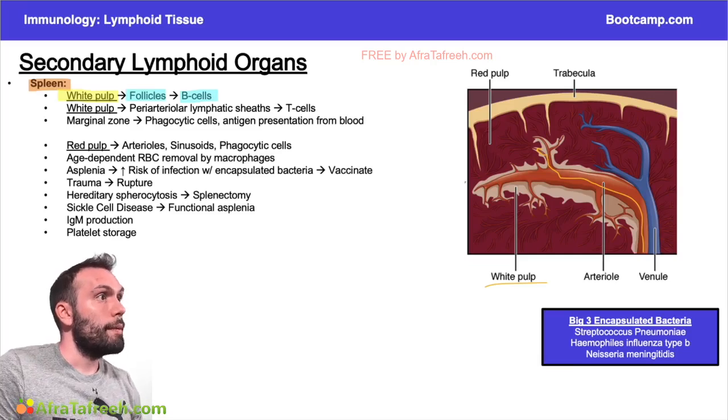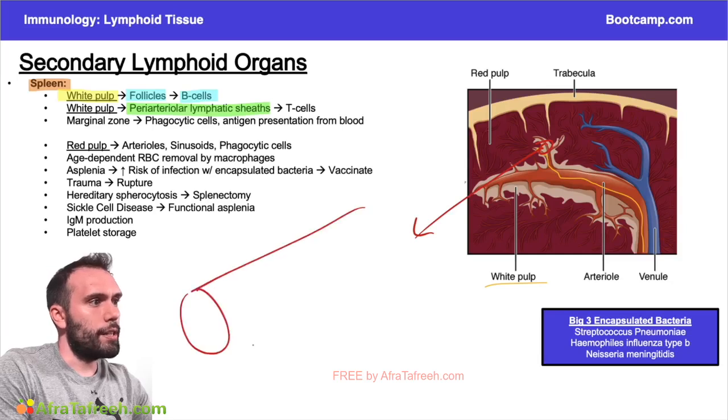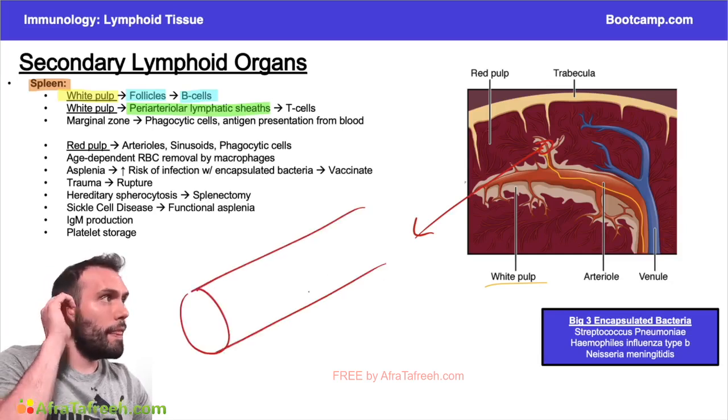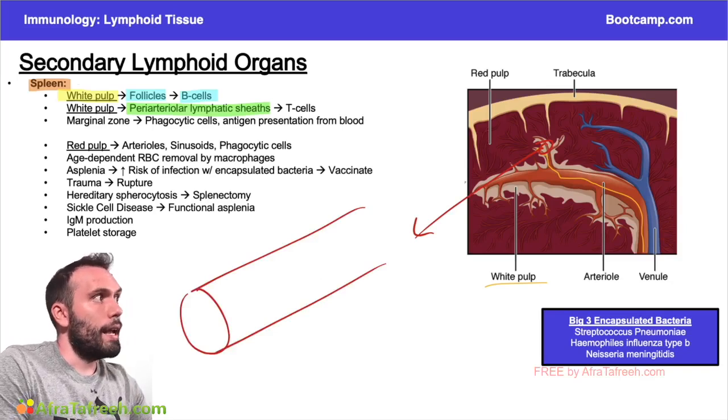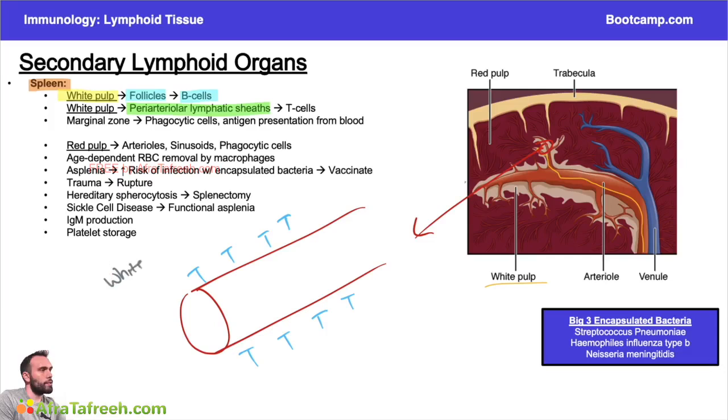So remember that. Periarteriolar lymphatic sheaths: if I took a cross section here, let's say I blow this image up, and I'm going to do this in three dimensions. Here's my arteriole coming in. Around this arteriole, I might have a bunch of T cells. Let's put a bunch of T's here. They're all surrounding this vessel as it comes in. Remember, this whole thing around the arteriole is going to be surrounded in white pulp.